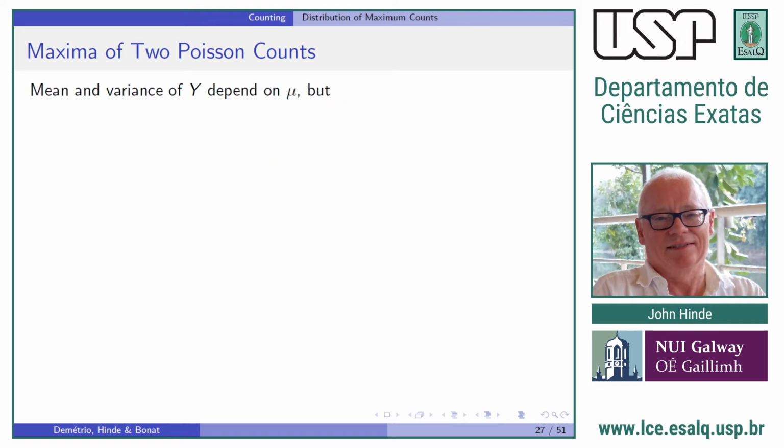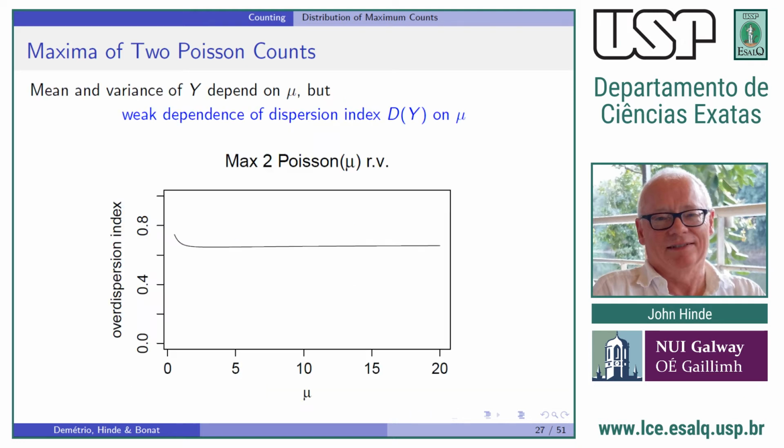So the mean and variance seem to depend upon mu, but maybe the ratio doesn't that much. And if I plot that dispersion, the mean variance ratio, oh, notice as mu gets large, it's remarkably flat, constant. There's a little bit of change here, but really very, very little. It may be that it hardly changes. This is a numerical problem almost. So it seems if I take the maximum of 2 Poissons, I get a variance that's about 2/3 of the variance of the original.